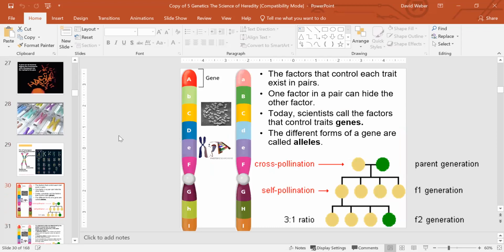Okay, you need to write all of these, please. The factors that control each trait exist in pairs. One factor in a pair can hide the other factor. Today, scientists call the factors that control traits genes. The different forms of a gene are called alleles. So write all 4 of those. Please pause the video.